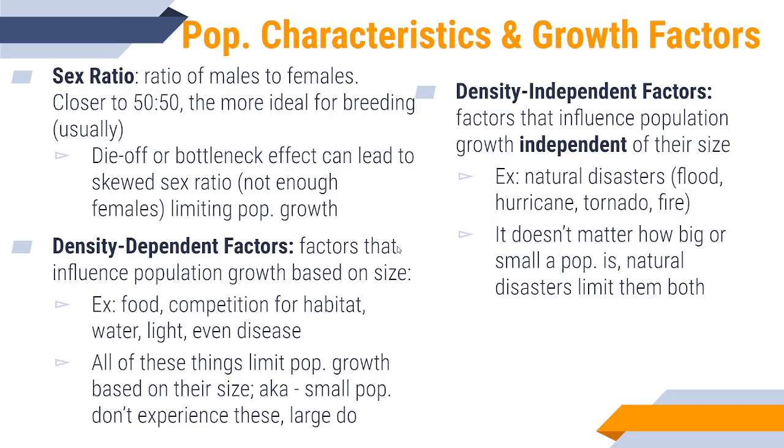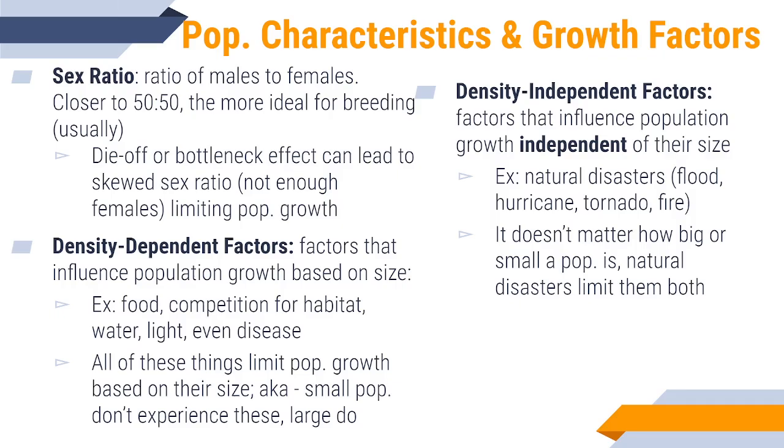We also look at factors that are based on how many organisms are there, and we call these density dependent or density independent factors. And these are really easy to differentiate. A density dependent factor has to do with a resource, some resource that is in that ecosystem. Food, habitat, available water, if we're talking about marine organisms like, say, algae, light, disease.